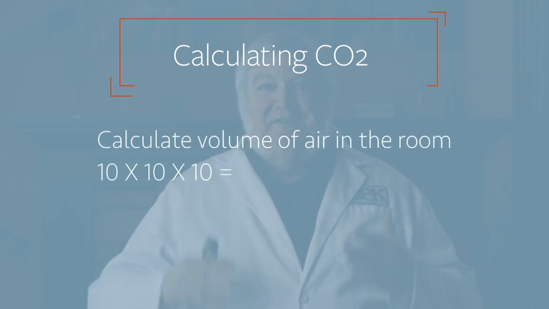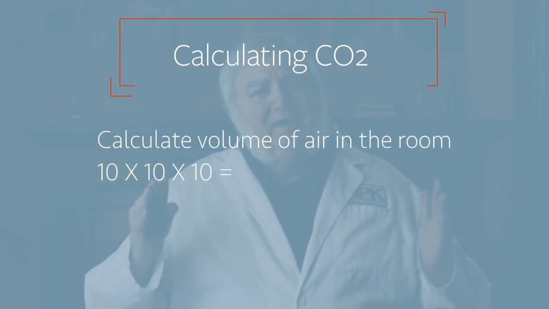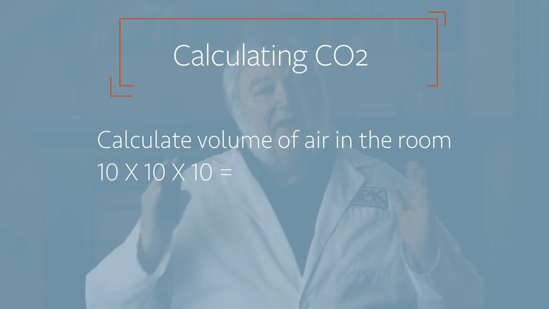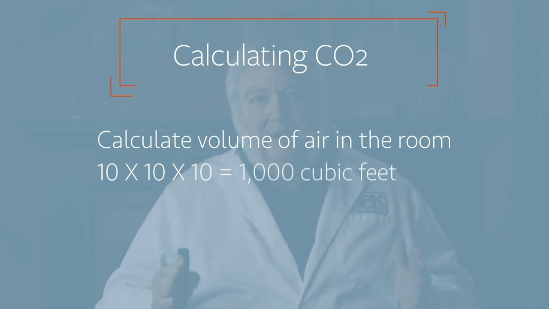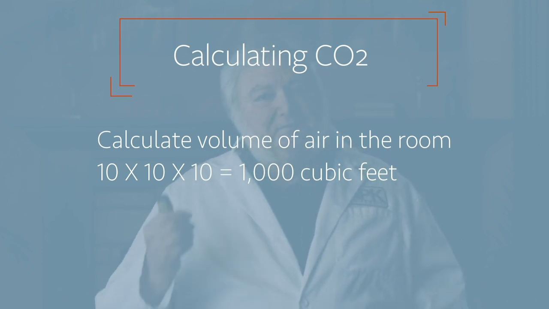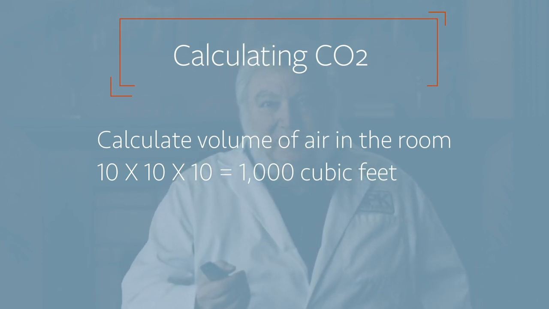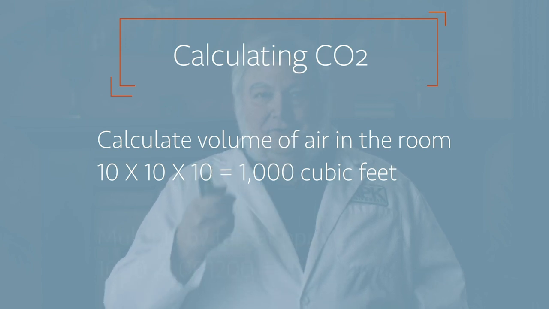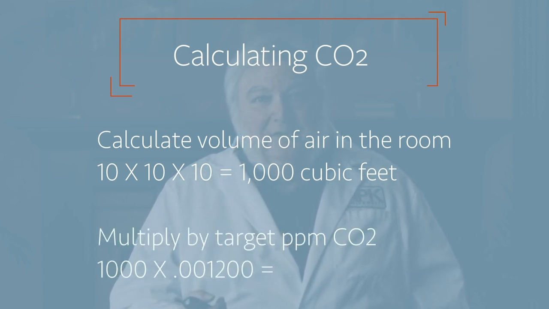Give you an example. Let's say you have a 10 by 10 by 10 grow room. 10 feet long, 10 feet wide, 10 feet high. Multiply length times width times height, you get the cubic feet. So a 10 by 10 by 10 grow room has about 1,000 cubic feet of air. Now, if you want to add 1,200 parts per million, all you have to do is multiply your 1,000 cubic feet by 1,200 parts per million.